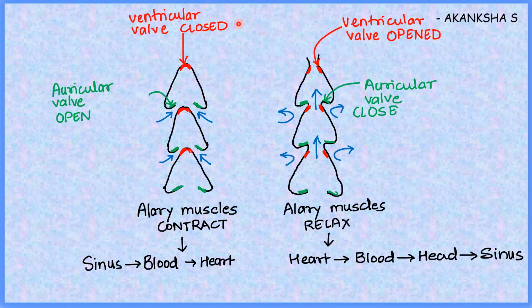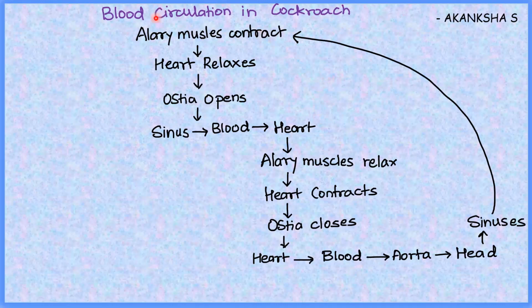If you have partially understood this particular representation, the next slide would be a piece of cake. How does blood circulation occur in cockroach? Very simple flowchart. It would be helpful for you. Alary muscles are first going to contract. Now, always remember that if alary muscles and heart are to be considered, they are opposite of each other. So if one contracts, the other one relaxes. If the other one contracts, the previous one relaxes.